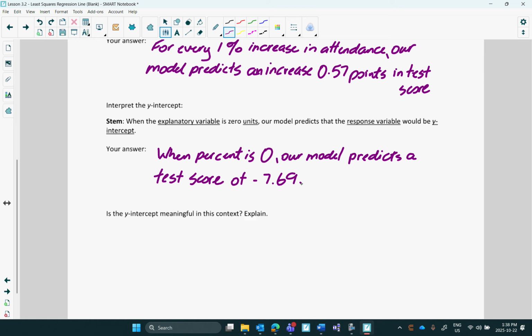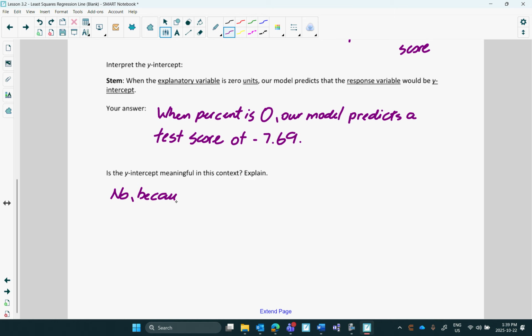If you have 0 attendance, one would expect 0% attendance, and one would expect you to have a really low test score, but not to the point where it's negative. So it doesn't have meaning in this context. So no, because you can't have a negative test score.